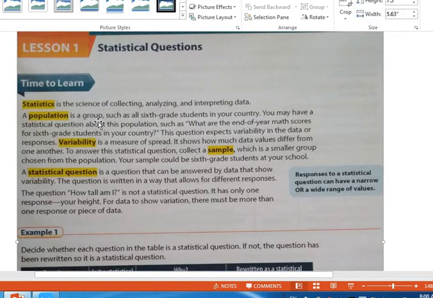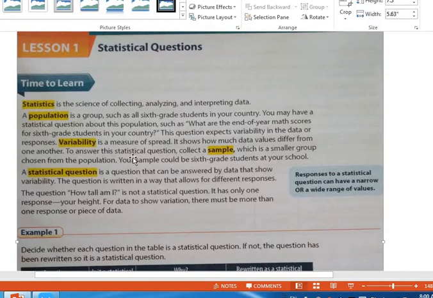A population is a group, such as all 6th grade students in your country. You may have a statistical question about this population, such as what are the end of year math scores for 6th grade students in your country. This question expects variability in the data or responses. Variability is a measure of spread. It shows how much data values differ from one another.